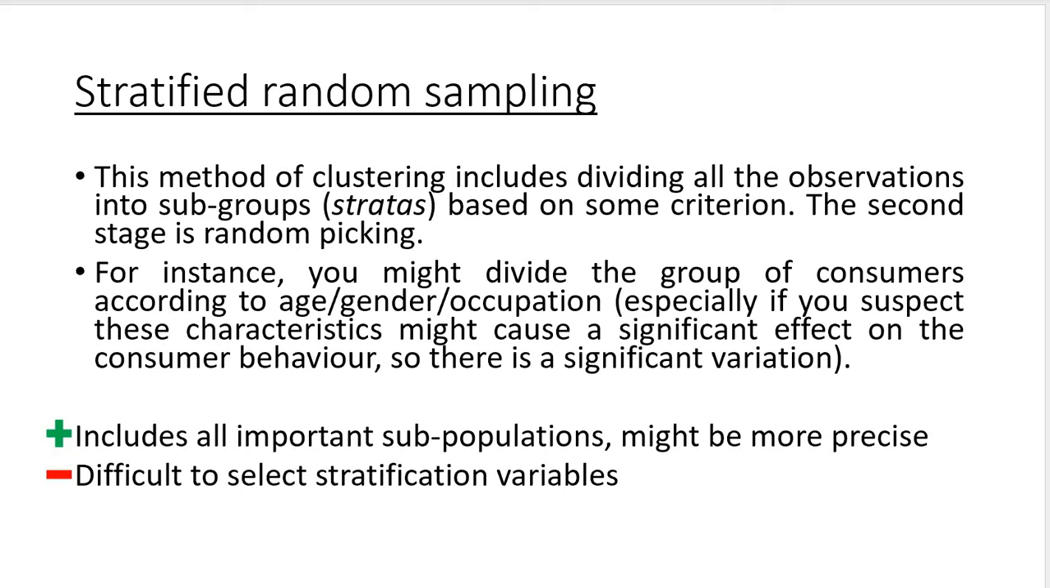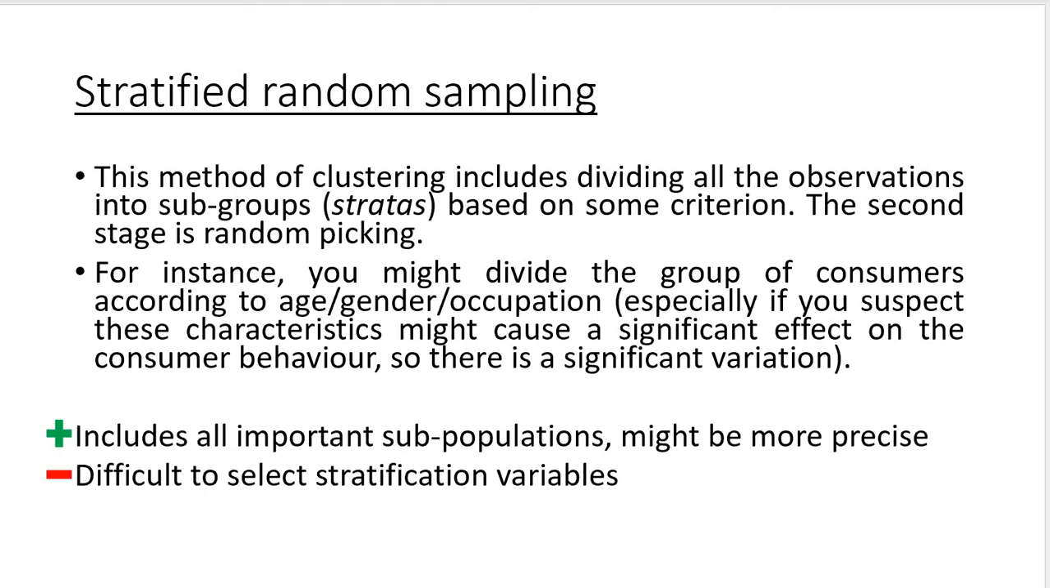So here, the obvious advantage is that your sample will include all important subpopulations. So this is how you can make sure that your sample includes people of different gender and different age as well. And thanks to this, it can be more precise.